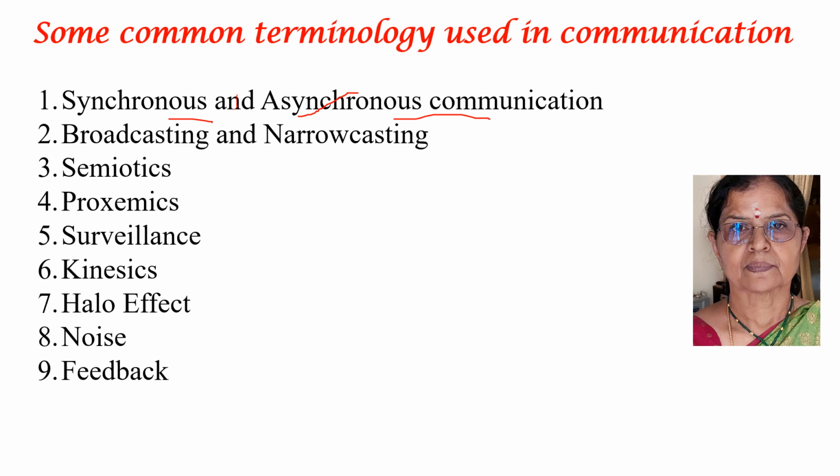And the next terms used are broadcasting and narrowcasting. What is the difference? Broadcasting caters to a large number of people, the public, like the radio programs. That is broadcasting. It reaches all the audience. But narrowcasting is only for the subscribers. They can only view or listen to the programs, your DTH services on the TV. Only those who are subscribed to the DTH can watch that program.